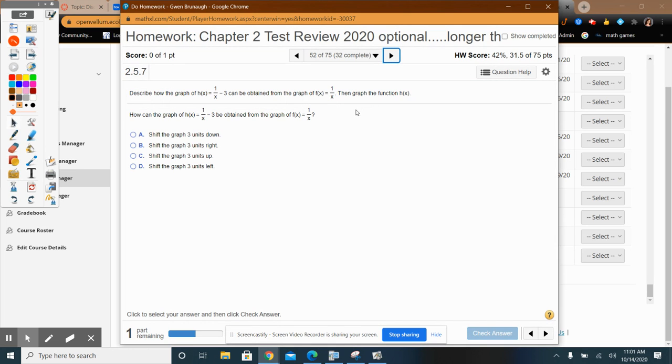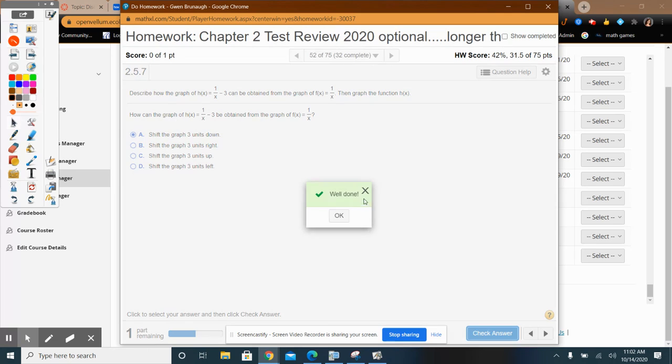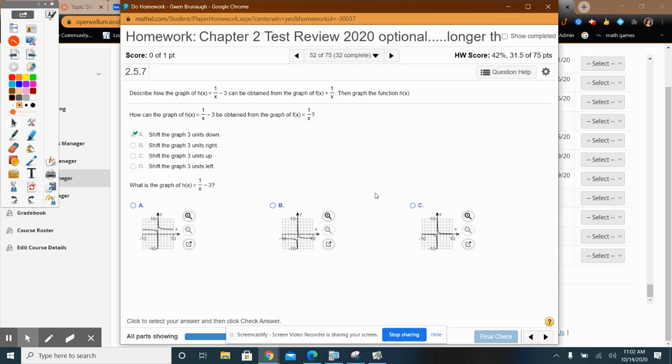You could use your calculator to help you with these too. This time it's taking the graph 1 over x, and it's outside of parentheses again with the minus 3. So that is a down 3. Which one of these moves that graph down 3? You can tell pretty easily that that is B.